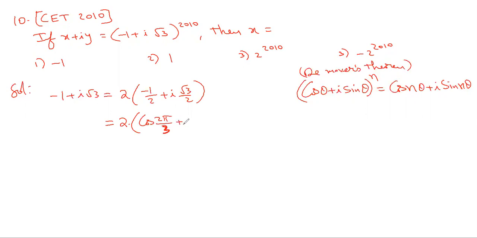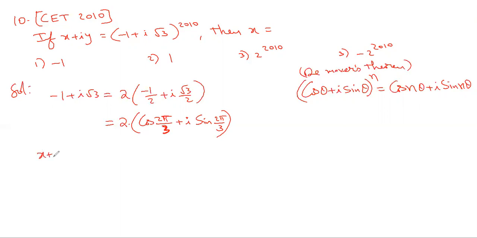in trigonometry, I know full trigonometry. Of course, you don't know the full trigonometry yet. After doing the full trigonometry, you'll be able to do this directly. For now, just accept this as it is. Sine 2 pi by 3, right? And then, yeah, this is what you get.